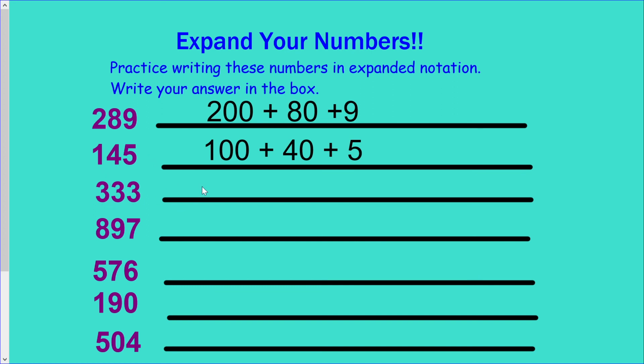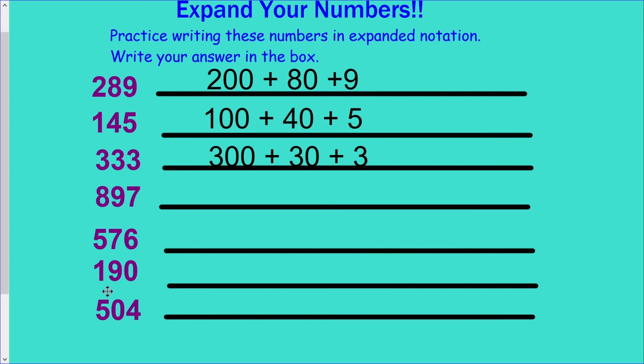All right, 333. The 3 in the hundreds place, 300 is its value. The 3 in the tens place, 30 is its value. And the 3 in the ones place, 3 is its value. Let's skip down to this one. All right, our number is 190, right? So if I was going to expand that, the value of the 1 is 100. The value of the 9 is 90.